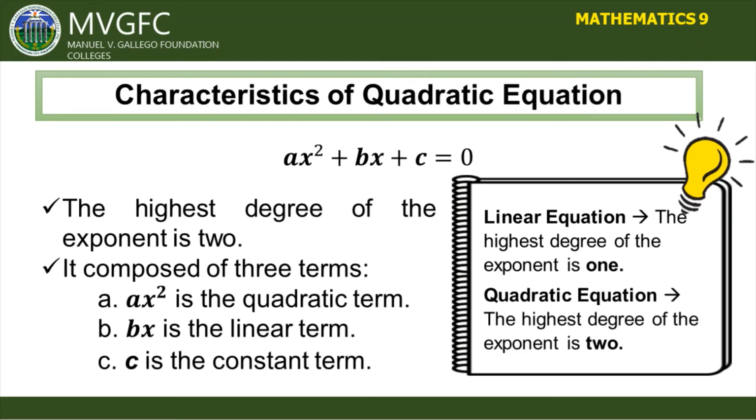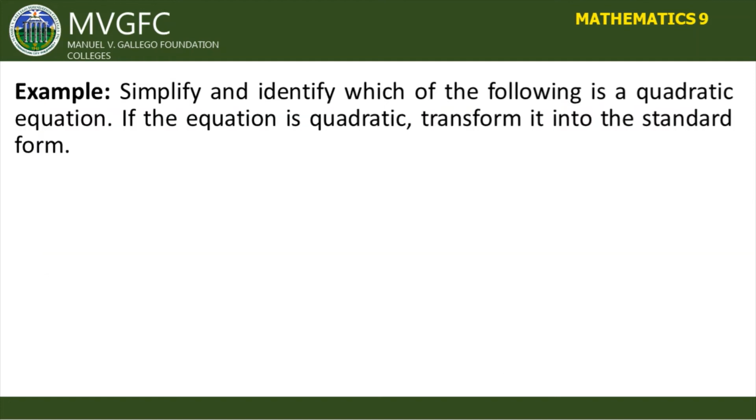Remember the difference between a linear equation and a quadratic equation. In linear equation, the highest degree of the exponent is 1, while in quadratic equation, the highest degree of the exponent is 2. Let's have an example. Simplify and identify which of the following is a quadratic equation. If the equation is quadratic, transform it into the standard form.